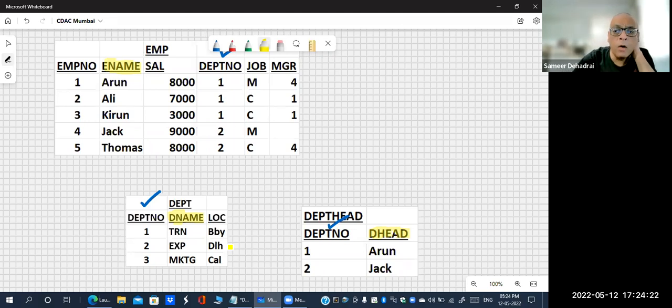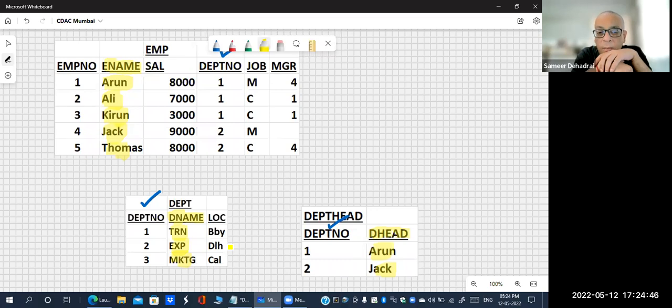Again, department number column is common. That is what we were doing yesterday. But here is the thing. Suppose you want to see the E name. You also want to see the D name. And you also want to see the D head. Then you will have to join all the three tables.